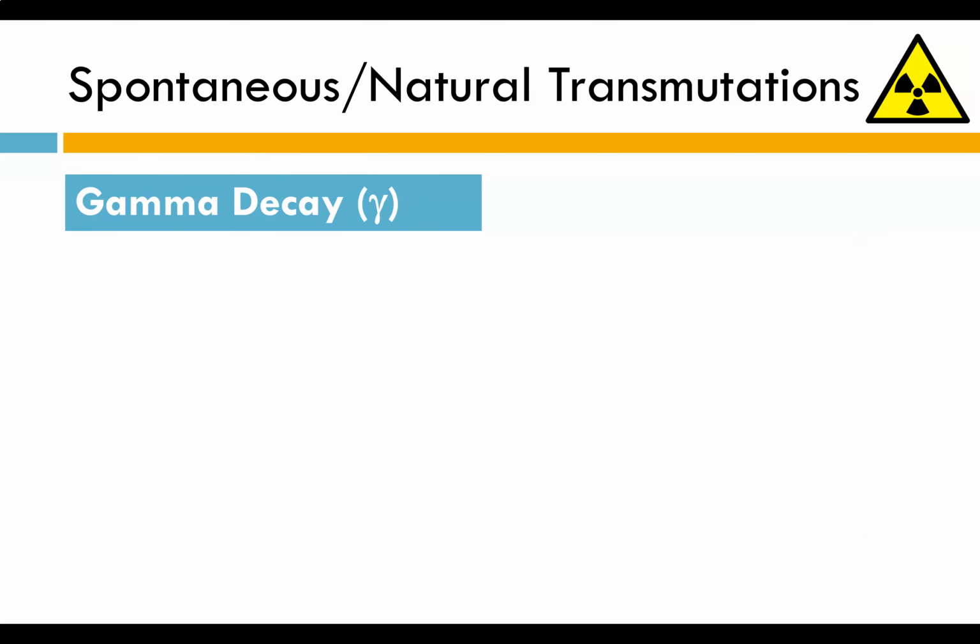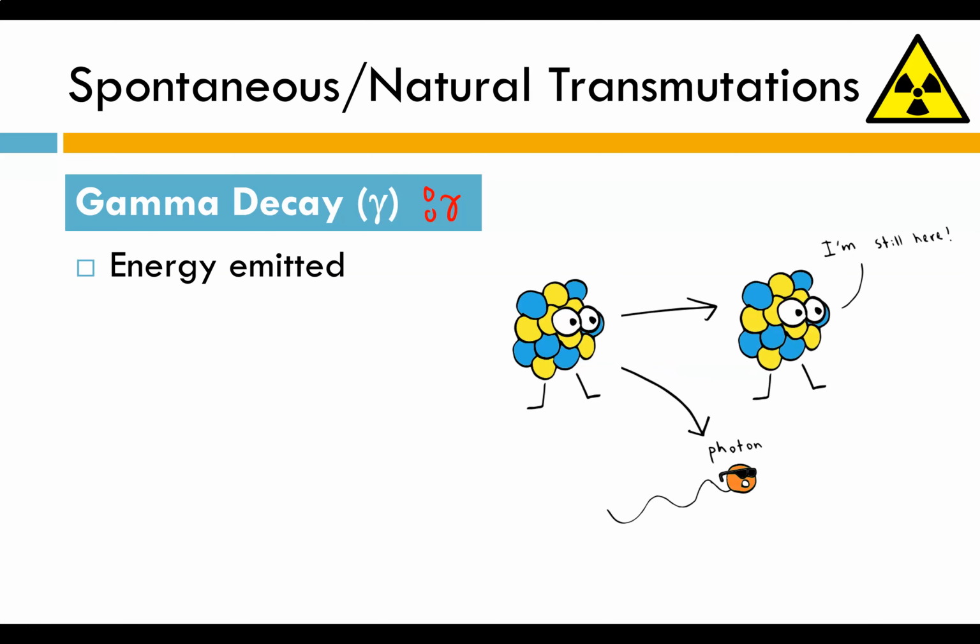Next, we have gamma decay. Sometimes you'll see it like that, with no mass and no charge. Gamma decay is really just energy being emitted. So in this case, we have our original nucleus. It's emitted a gamma ray, which also could just be considered a photon. And you can see that no change has happened to the nucleus. It's still the same identity, just lower energy.